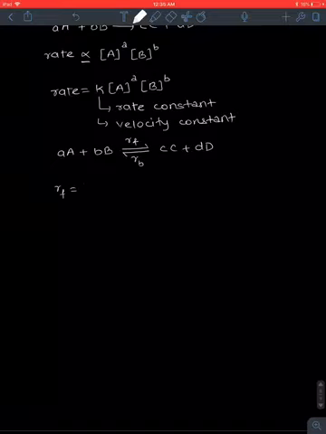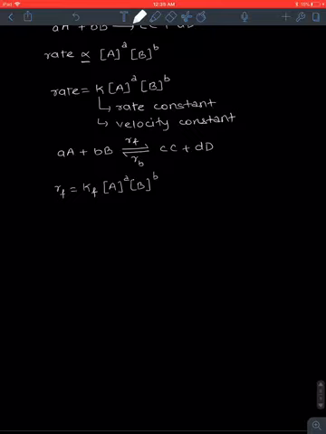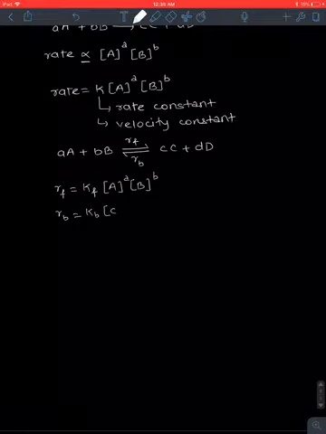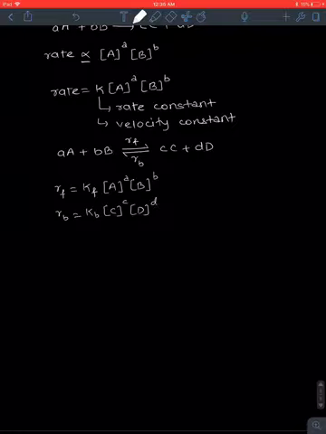So we can write Rf, that is rate of forward reaction, will be Kf, the rate constant for forward reaction, into concentration of A raised to the power a into concentration of B raised to the power b, because A and B are the only reactants in the forward reaction. And the rate of backward reaction will be equal to Kb into concentration of C raised to the power c into concentration of D raised to the power d, because when we are talking about backward reaction, C and D behave as the reactants. Now Kf is the rate constant for forward reaction, and Kb is the rate constant for the backward reaction.